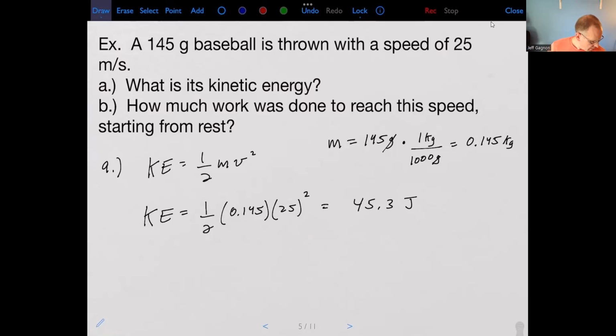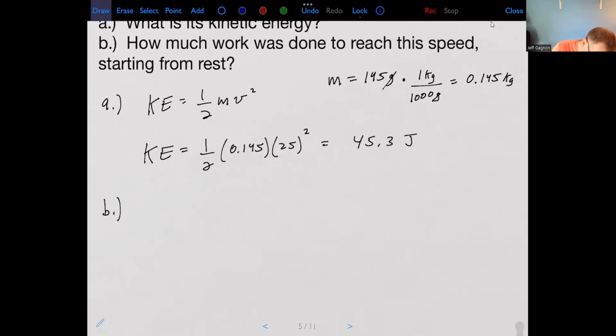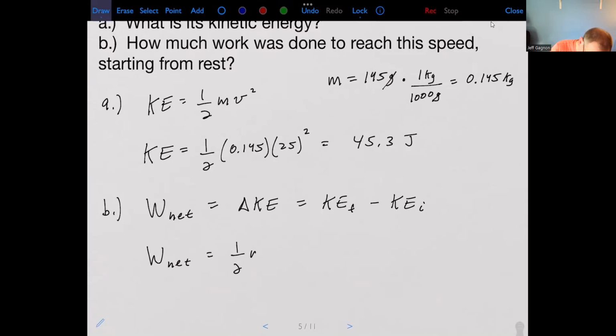Okay, and then the second part of the question says, how much work was done to reach this speed, starting from rest? Remember, the net work due to the work energy theorem is always equal to the change in kinetic energy, which is KE final minus KE initial. Here, I'll write it out even further. We could write KE final as 1/2 mv final squared minus 1/2 mv initial squared.